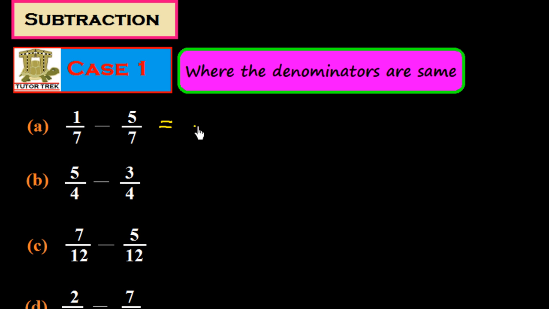We take the denominator common, we put down 7 here, and we subtract the numerators. So we get 1 minus 5. 1 is positive and 5 is negative. The greater number has the negative sign, so we get minus 4. So we get here minus 4 over 7.